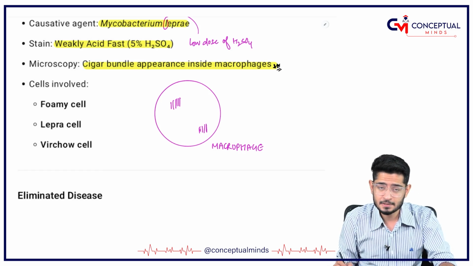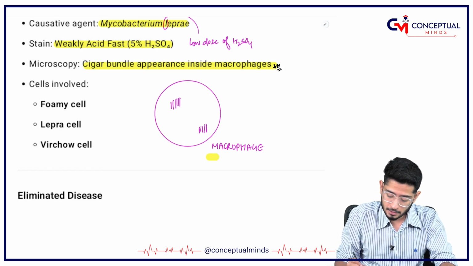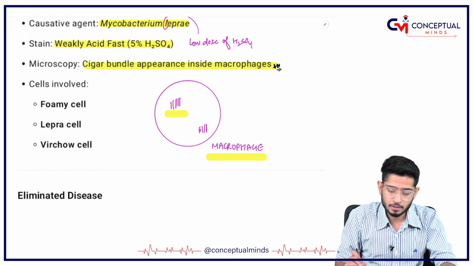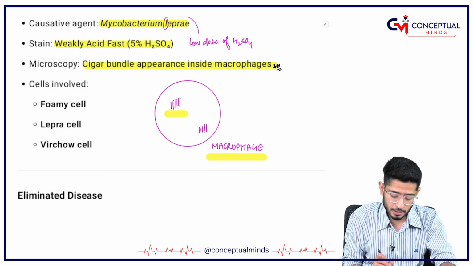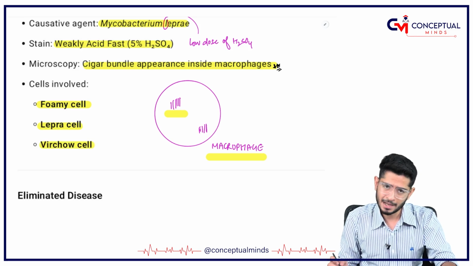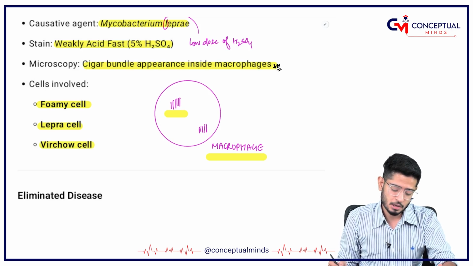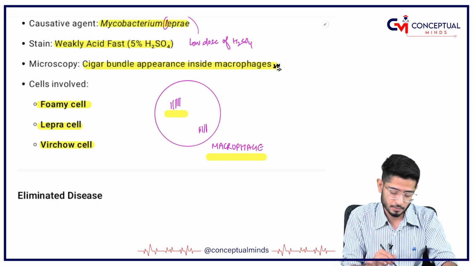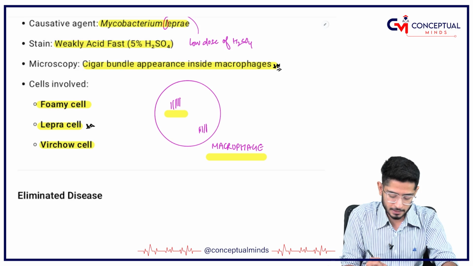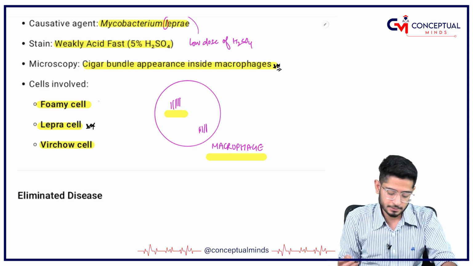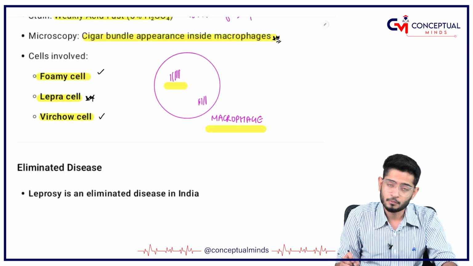So, what are the cells involved? Remember, when this macrophage has the cigar bundle of Mycobacterium leprae, it is called a lepra cell. Why lepra? Because it is having Mycobacterium leprae. Other names you have to remember are also used for this cell.